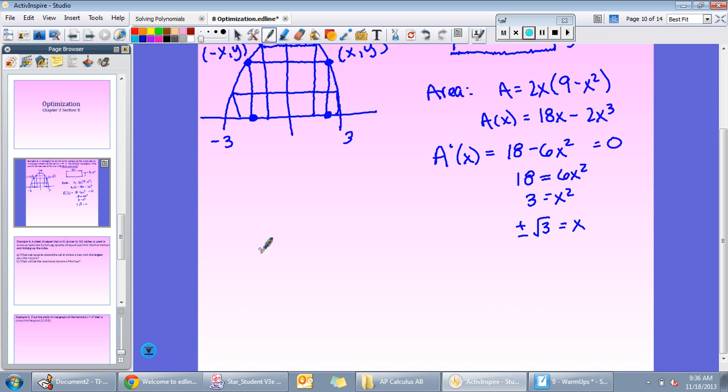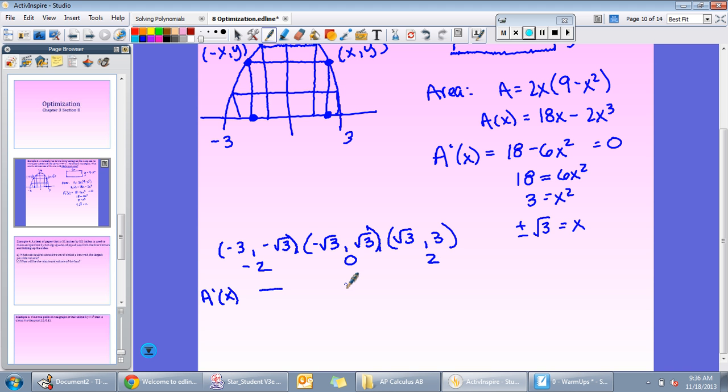To find our relative maximum, we are going to use the domain, which goes from negative 3 to 3, and break it up at our two critical points. And then we can pick numbers on the intervals, and we're testing the derivative of area. When you plug in a negative 2, this is going to be negative. Plug in 0, positive, plug in 2, it's negative. So here we're going to have a relative minimum, and here we're going to have a relative max.